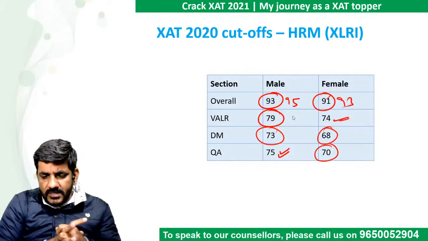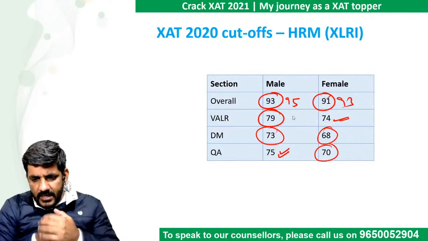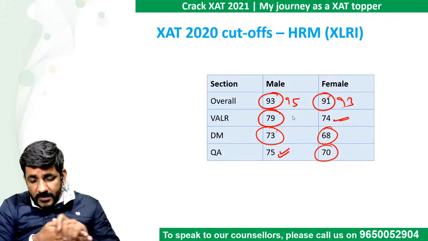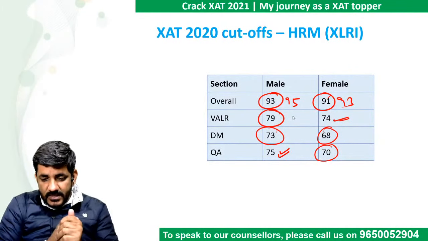What is the marks to percentile conversion for 99 percentile? We'll talk about that now. This time, 3 sets of DI are coming, 3 marks each set.